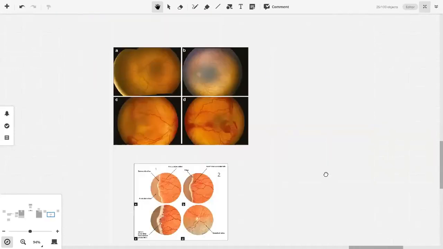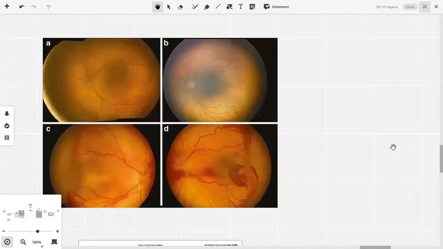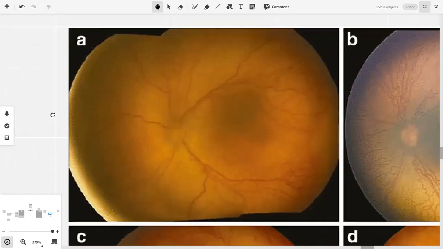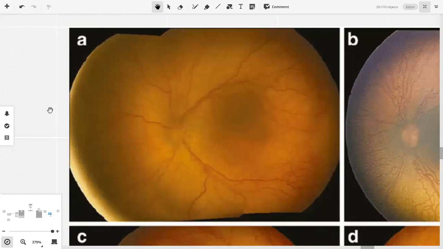Now, before we finish with this topic, look at these slides and pictures. Look at slide number A. What is abnormal with this? What do you see? Neovascularization at the periphery. Yes, exactly.